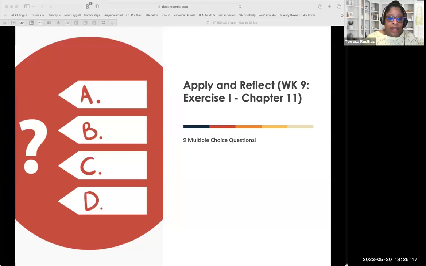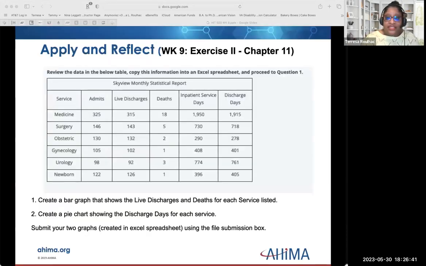But for those of you who want to see a little preview of what this week is about, stick around. So the very first exercise, there's just 9 multiple choice questions for exercise 1. Okay, not too bad. And then the second one, you do have a break from any type of math.